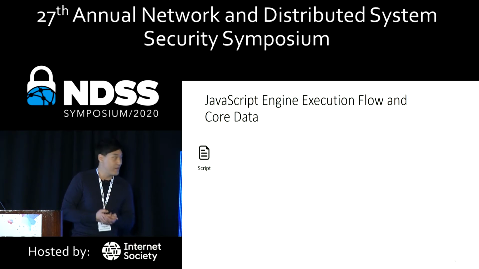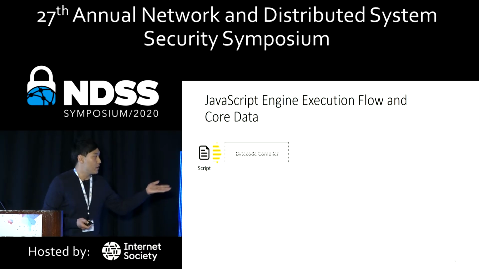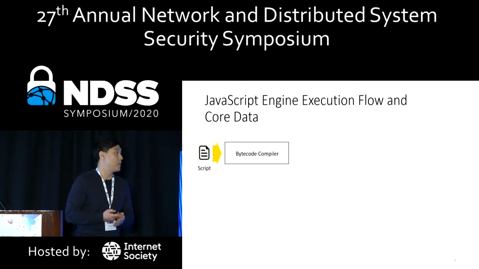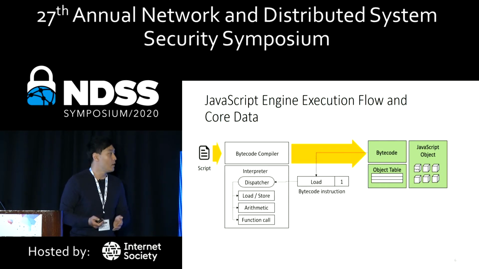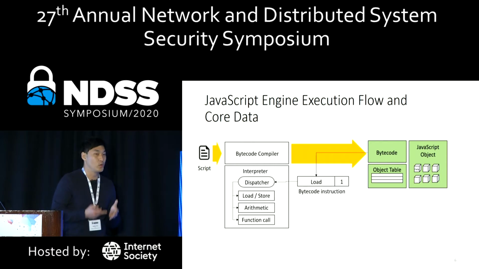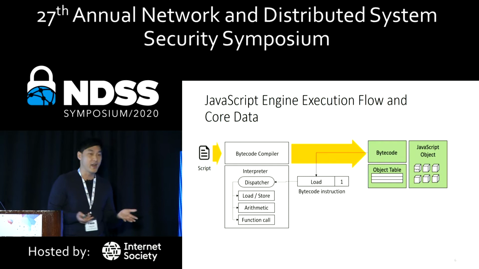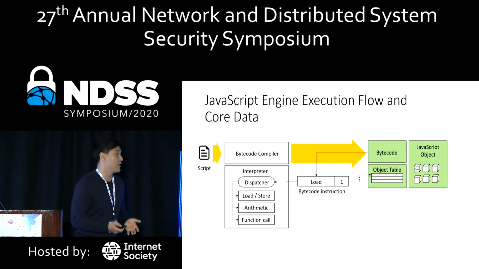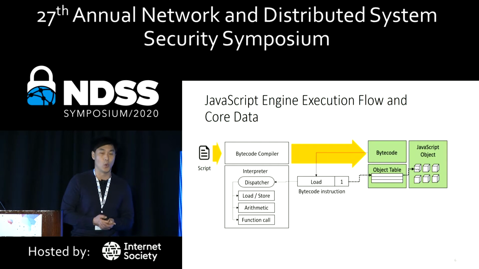Before talking about the attack and defense, I should go over how a JavaScript engine executes and what the core data inside of the JavaScript engine are. Look at this slide. When a script is about to be executed, it is compiled by the bytecode compiler, which generates bytecode, an object table, and JavaScript objects. Bytecode is a stream of bytecode instructions, and those instructions are executed by the interpreter one by one. A bytecode instruction is similar to a machine instruction, but the difference is that the operand is not used to specify a register number or direct data, but instead is used to specify an index of the object table, which points to the JavaScript object where the actual data is stored.